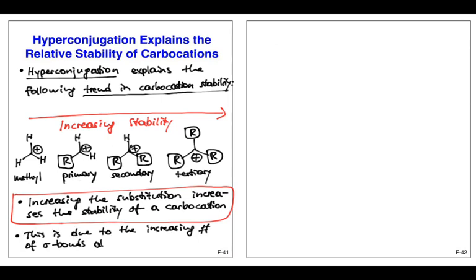And this is due to the increasing number of sigma bonds which are really aligned with the empty p orbital. They can stabilize the carbocation by donating electron density into there.